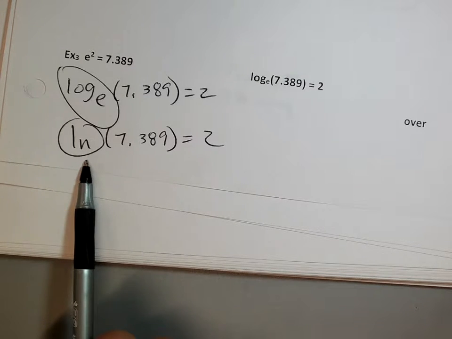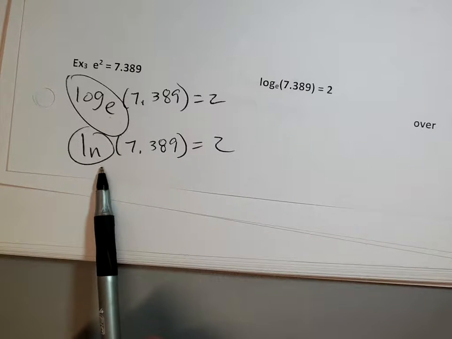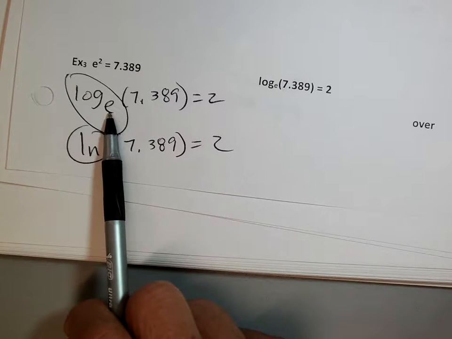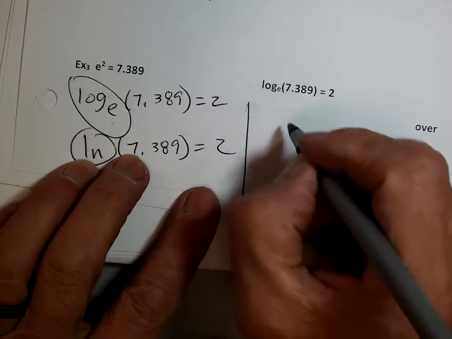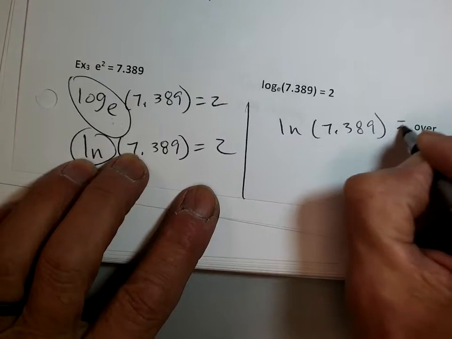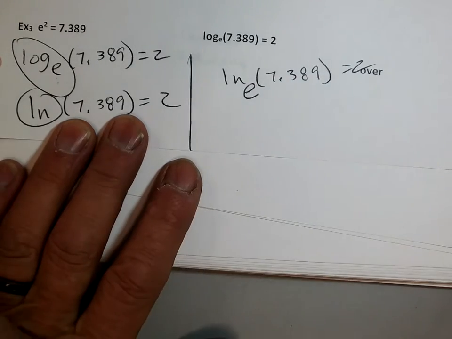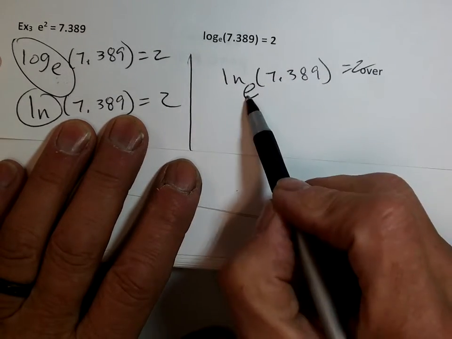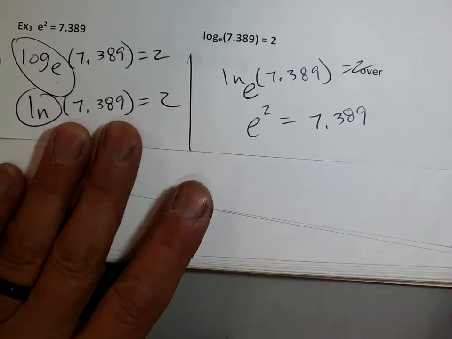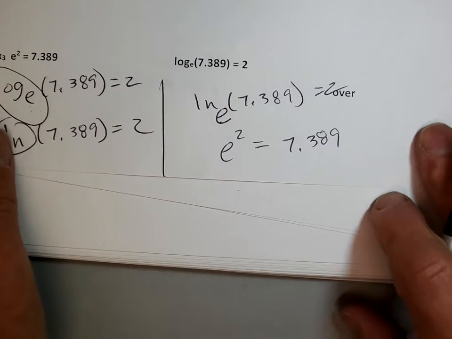Okay, I'll say this again. When you see log base e, it means natural log. Its invisible base is base e. Or when I see ln, its invisible base is base e. So if I have ln of 7.389 equals 2, my invisible base is base e, and I go e to the 2 should equal about 7.389. So if I had an e button to solve for, I would use this.